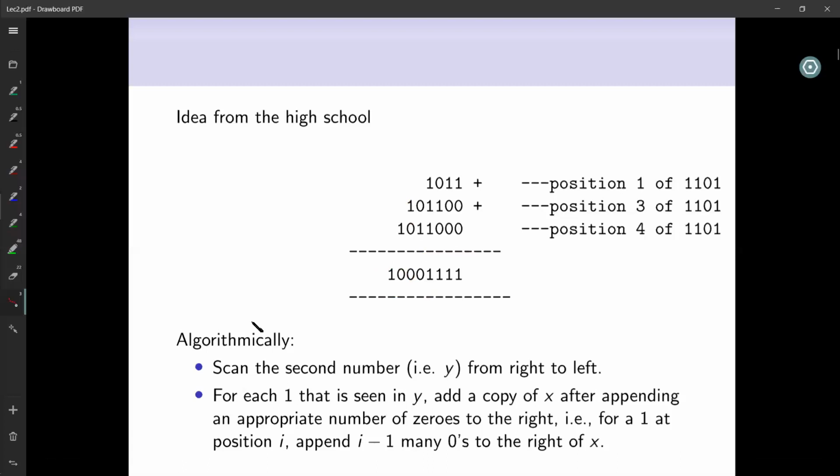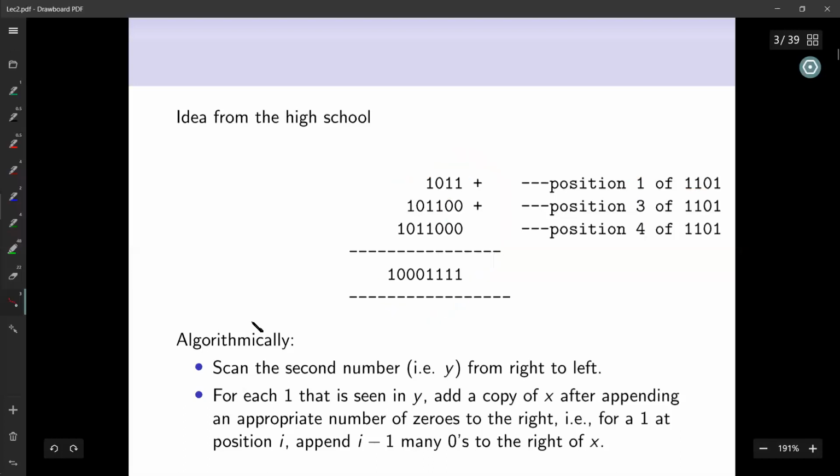Just to make it precise, algorithmically what we did is scan the second number, that is y, from right to left. For each one that is seen in y, we make a copy of the first number, but we append a suitable number of zeros. Here position 1 has no zeros, position 3 has 2 zeros, position 4 has 3 zeros. And then we add them.